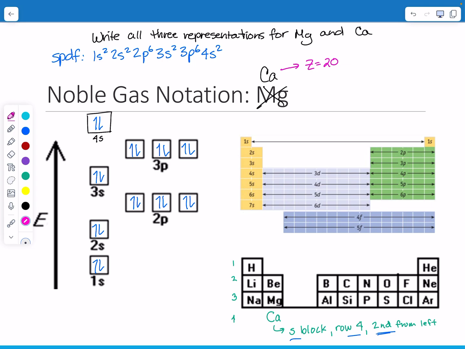All right, last but not least, our noble gas notation. So which noble gas are we going to use to represent this core, everything up to the highest number of electrons? We're going to use argon because it is one row above, so it's the nearest noble gas that has fewer electrons than our element. So we're going to write that as argon, and then the only electrons that we need to show are our 4s2 electrons, okay? All right.